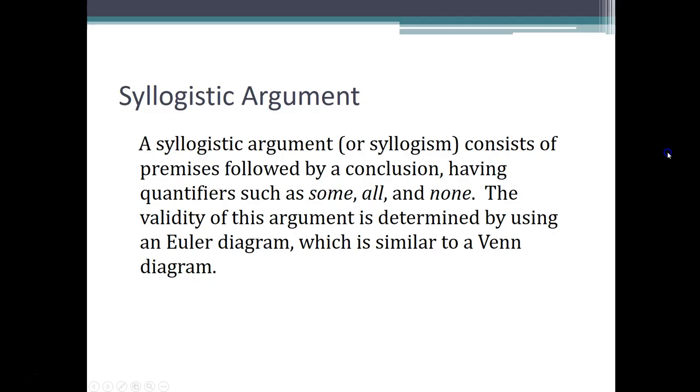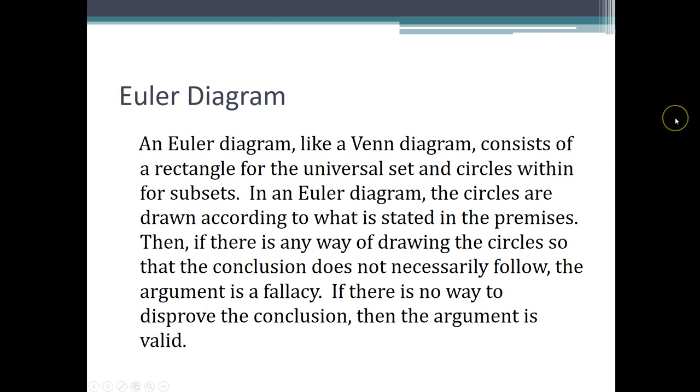these syllogistic arguments. Okay, so a syllogistic argument or syllogism consists of premises followed by a conclusion, which should sound familiar, but the premises and conclusion can have quantifiers such as some, all, and none. And the validity is going to be determined by using an Euler diagram, which is similar to the Venn diagram, which is what I just said. Oops. So this Euler diagram will have a rectangle for the universal set, and we'll draw circles inside the rectangle for subsets, just like the Venn diagram.